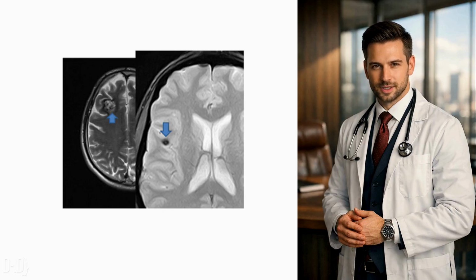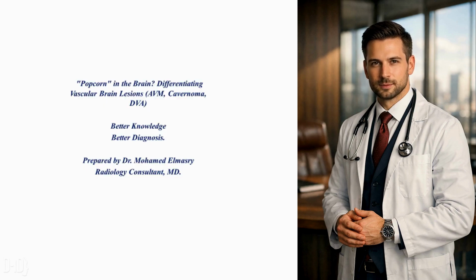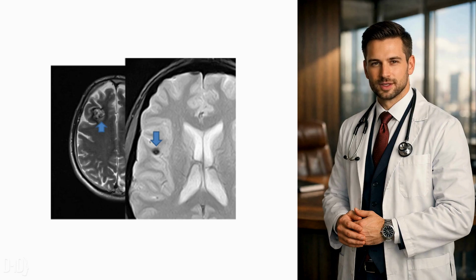Today, we are diving into the differential diagnosis of vascular brain lesions, the hidden mimics. Popcorn in the brain? Differentiating vascular brain lesions. Arteriovenous malformation. Cavernoma. Developmental venous anomaly. Cavernous malformations or cavernomas. These are low-flow, benign lesions.